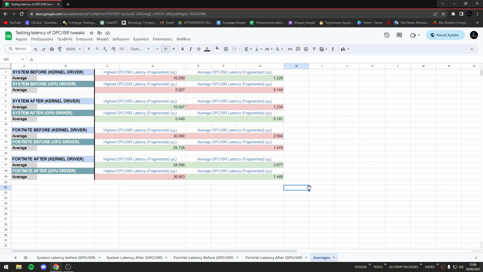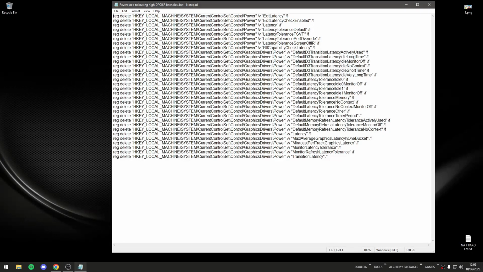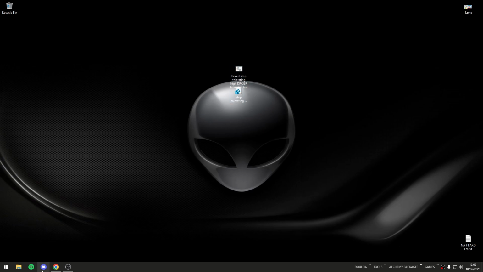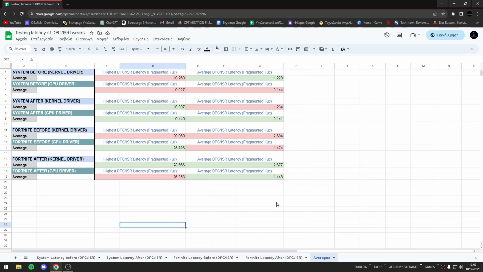I'm not recommending anything, okay? You can execute this registry to test it, to feel in the game if it has any difference. And of course, I have the revert file to delete all these entries, okay? So my opinion is you should try this registry, because maybe in your case you will have better results.